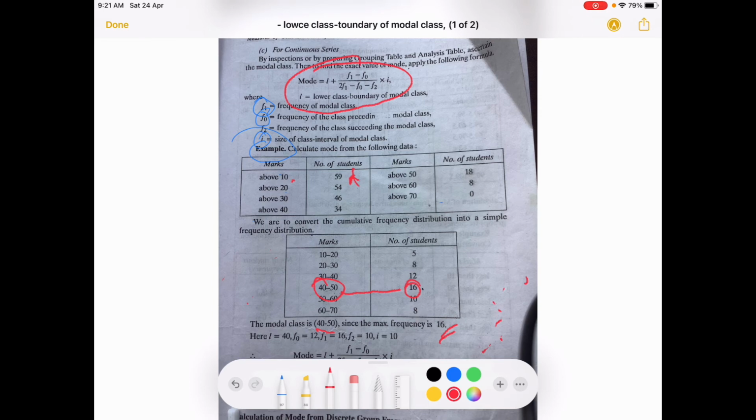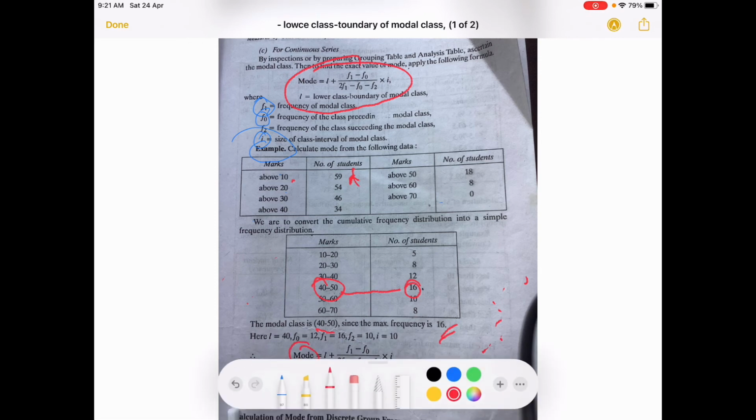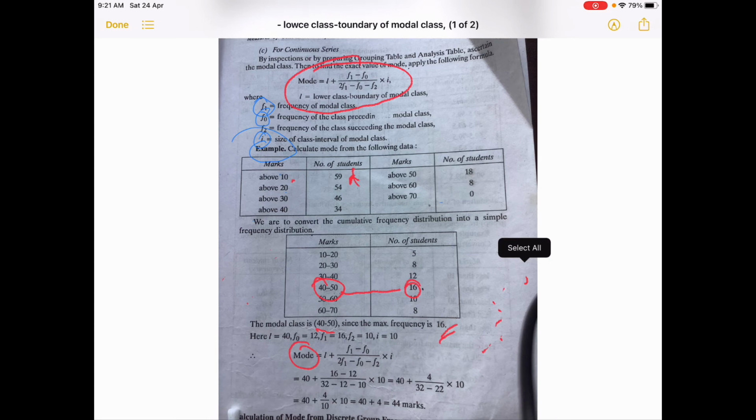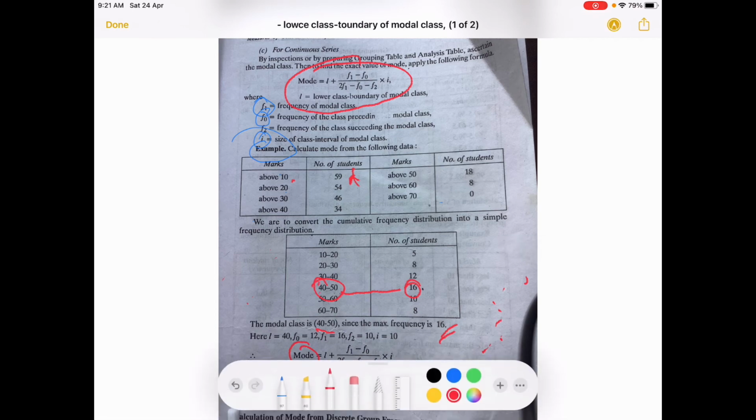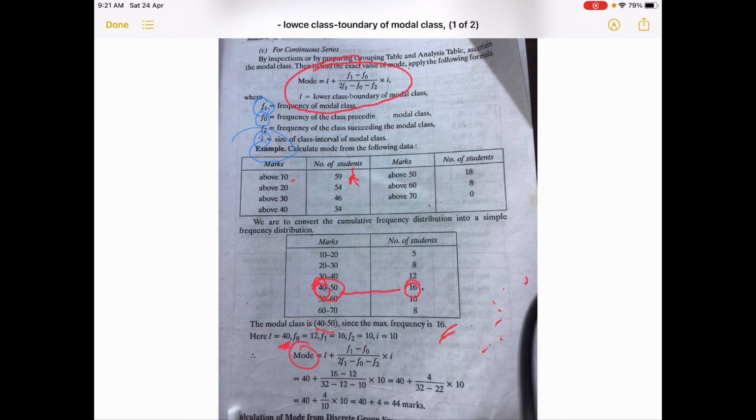Okay, so now you can put in formula. So what is our formula? Mode is equal to what? L plus f1 minus f0 divided by 2 f1 minus f0 minus f2 into i है। L is equal to के भनेको थिएँ मैले यहाँ you can see lower class boundaries of modal class। जुन modal class बस्छ, see यसमा यसको lower limit is 40। ओके, 40 is our lower limit, so L is equal to 40 here. Okay, L is equal to 40 here.